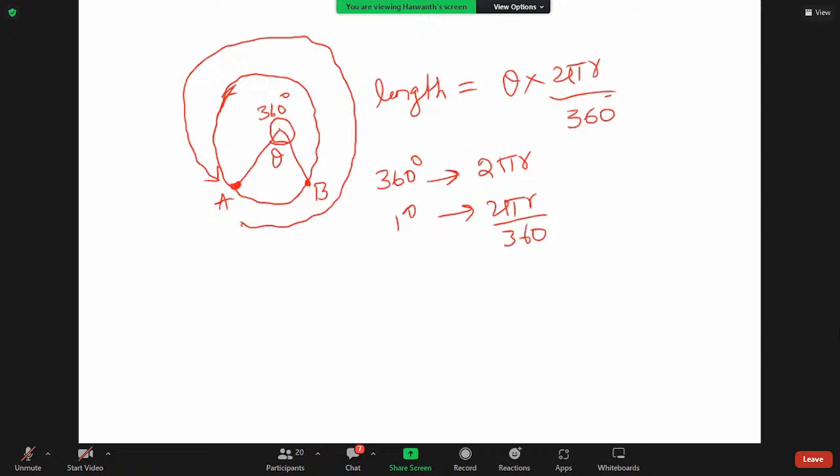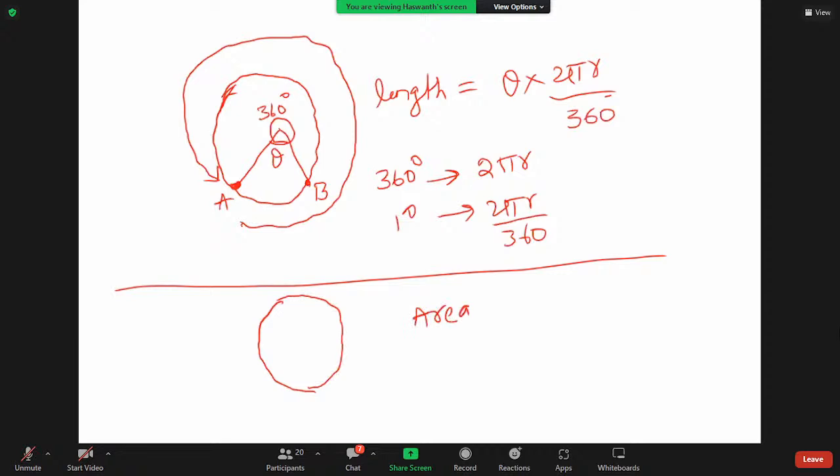Similarly, area of sector. Area of the sector of a circle is theta into pi r square by 360.